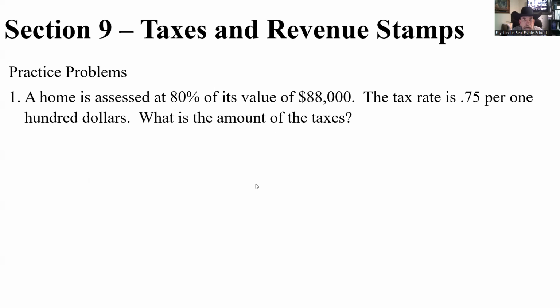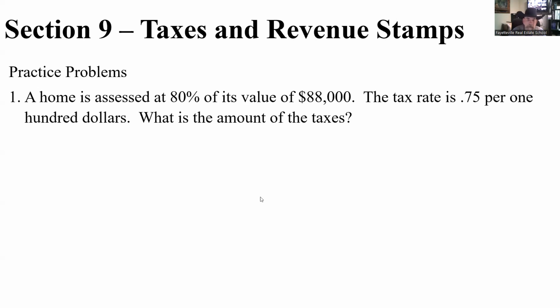All right, so let's get a sample problem here. A home is assessed at 80%. It sold at 88,000, but the assessed value is what we need to compute the North Carolina tax. So we take 88,000, multiply it by 80%, and we get the assessed value of 70,400. Now we just take that amount, divide it by 100, and multiply it times the tax rate, which is 0.75.